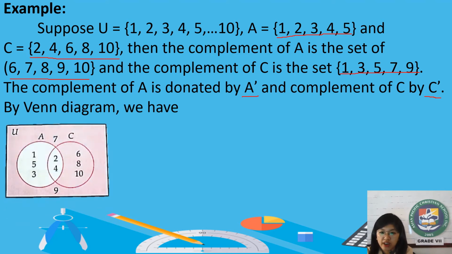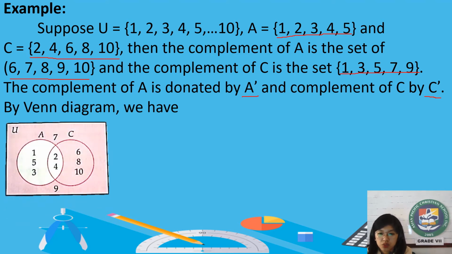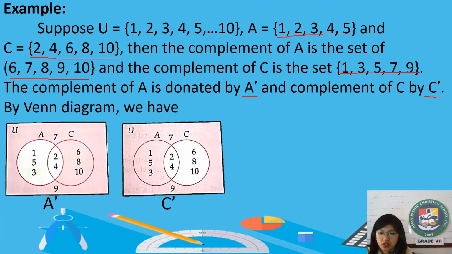By Venn diagram, we have here, ito yung first picture. And then, next, we have A prime. Bakit? Universal set from 1 to 10. Ito yung mga universal set. Next, in the first circle, we have 1, 5, and 3. Bakit? Tingnan natin mamaya kung bakit hindi kasama si 2 and 4. Then, next, we have the set C, 6, 8, and 10.